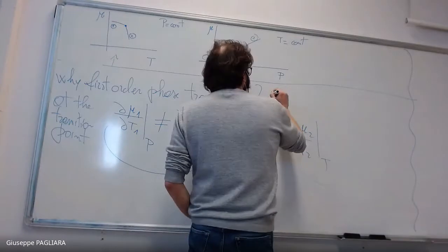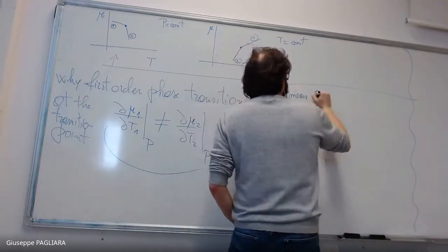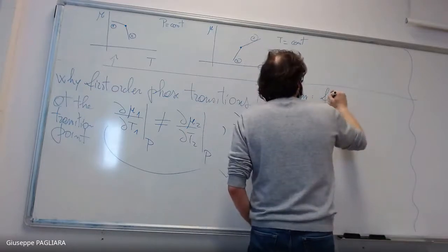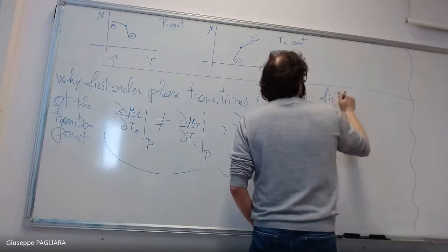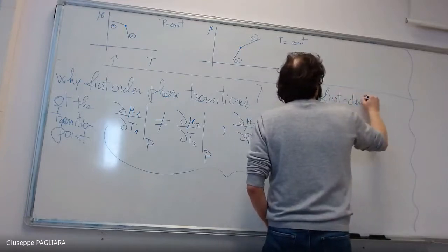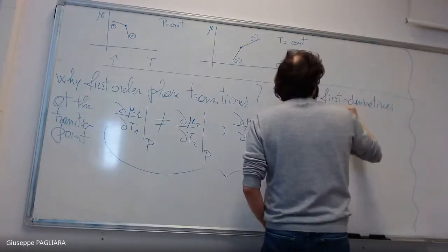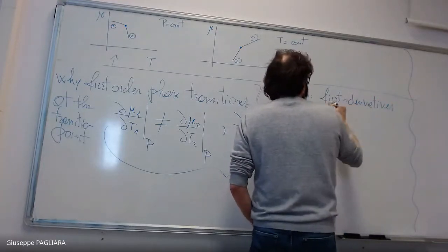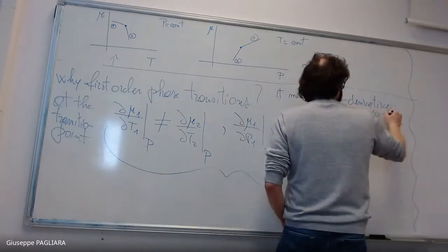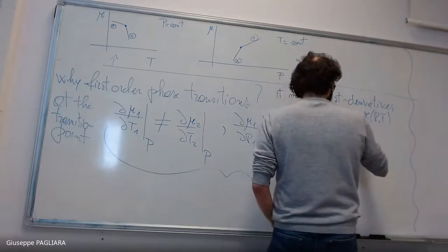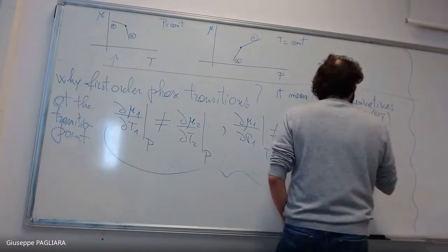So this means the first derivatives of the chemical potential mu, which is a function of p and T, are jumping. Okay.